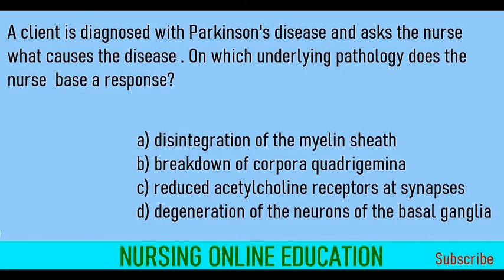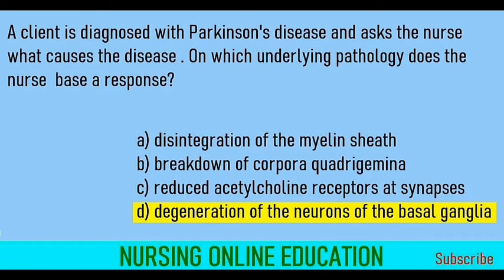A client is diagnosed with Parkinson's disease and asks the nurse what causes the disease. On which underlying pathology does the nurse base a response? Options: disintegration of the myelin sheath, breakdown of the corpora quadrigemina, reduced acetylcholine receptors at synapses, degeneration of the neurons of the basal ganglia. Here the answer is degeneration of the neurons of the basal ganglia.